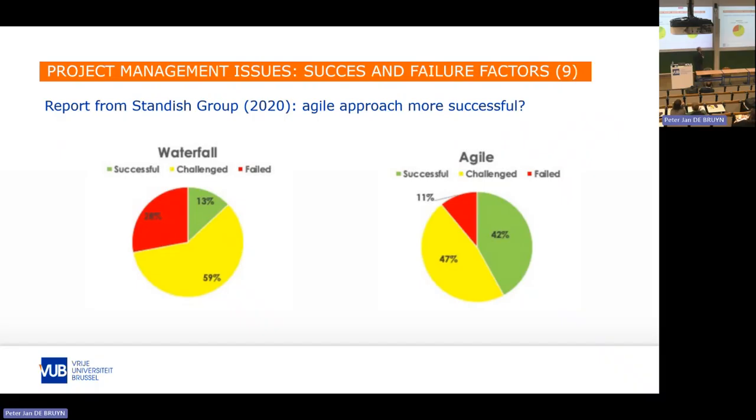And based on the database that he created, he said, well, if we compare both of them, there is quite a difference, where we see that if you look at the successful ones, there is a significant increase in successful projects when you go from waterfall to agile. And there's a significant decrease in the failed ones. Both still have a very large portion which is challenged. But nevertheless, this is also an interesting insight.